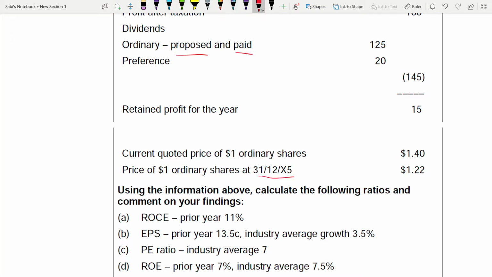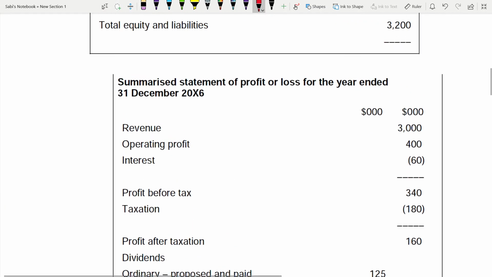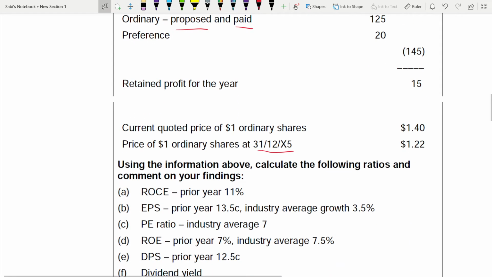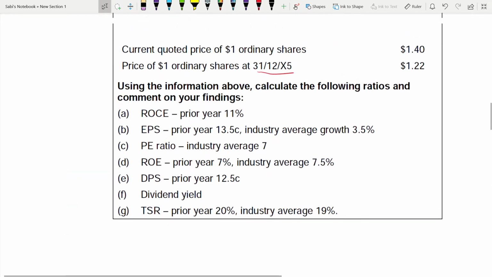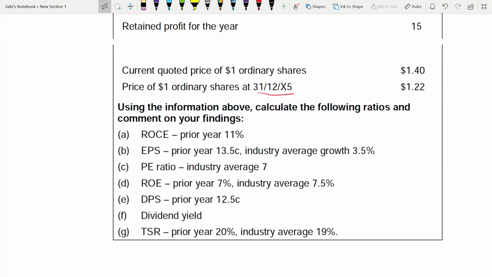31st December 2005. What is this year? This is 2006, the previous year's ordinary share. And the requirement didn't ask you anything, but you have been given some. Use the information above, calculate the following ratios and comment on your findings. So first you have to calculate, then you have to comment on the findings. ROCE, EPS, PE ratio, ROE, DPS, dividend yield, TSR. 7 ratios you have to calculate.